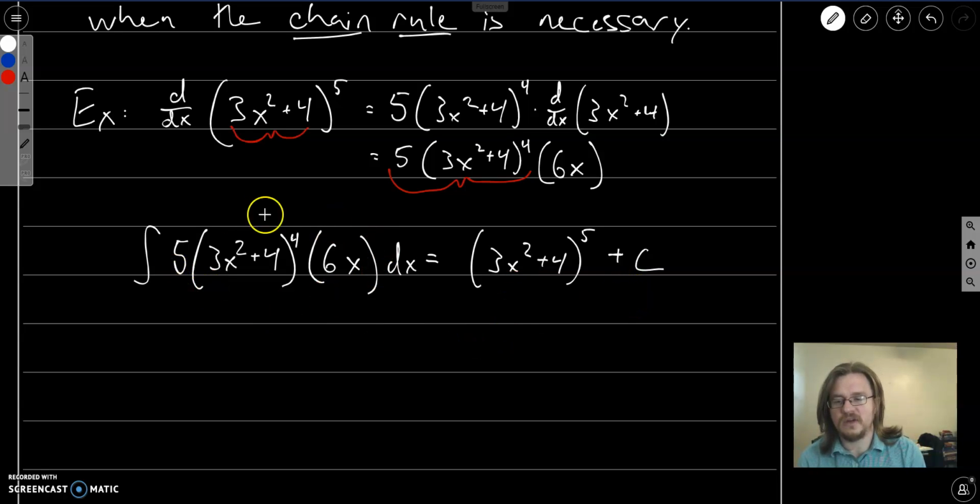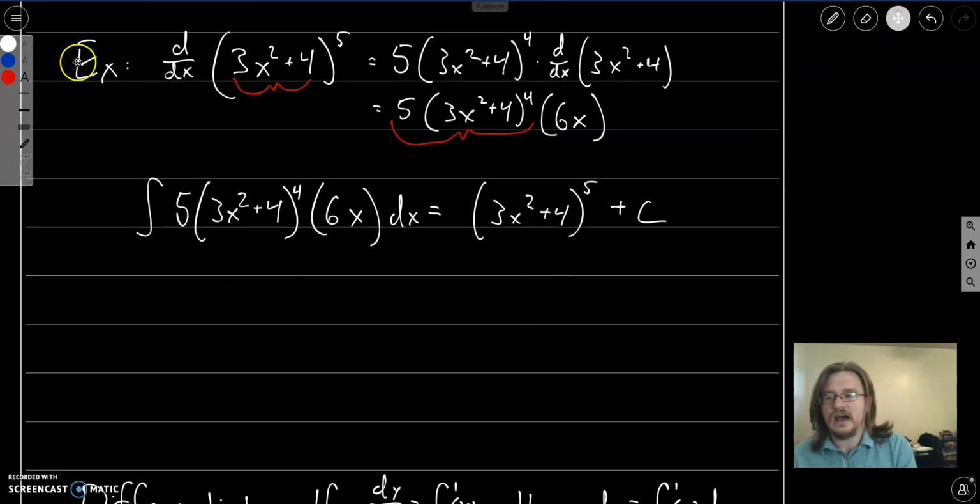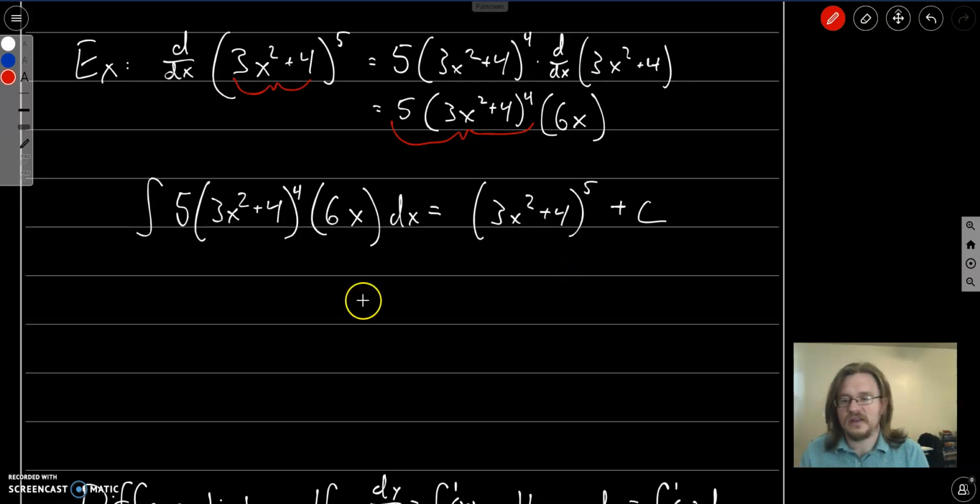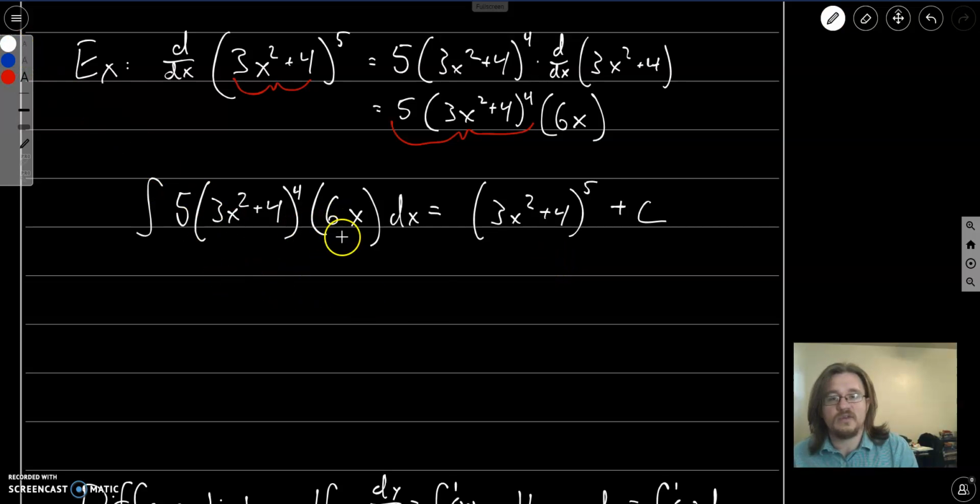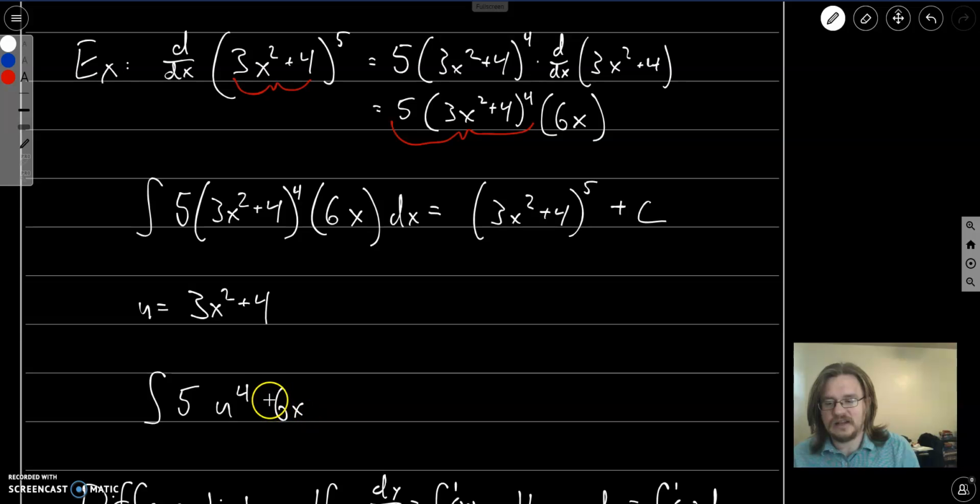But the question is, if you were to stare at this long enough, how could you possibly tell that this was going to be your antiderivative? I think the helpful thing that I can point out here is that we'll make a substitution. So I'm going to let u be equal to 3x squared plus 4. And if I substitute this in, what do I get? This is going to be the integral of 5 times u to the 4th power. I've got the 6x hanging around, so I'm just going to leave that there for a moment, times dx.